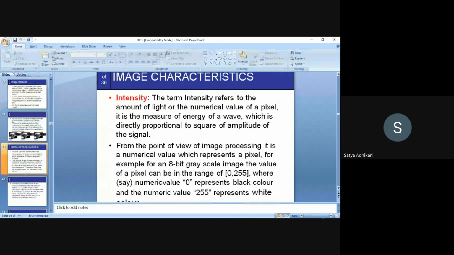What about the other values in between 0 and 255? These other values are a combination of black and white. A pixel value nearer to 0 is darker, more black. But a pixel value closer to 255 is brighter, because 255 is the white color. So the range is 0 to 255. 0 is the black color, 255 is the white color, and the other values, 1 to 254, are a combination of black and white.